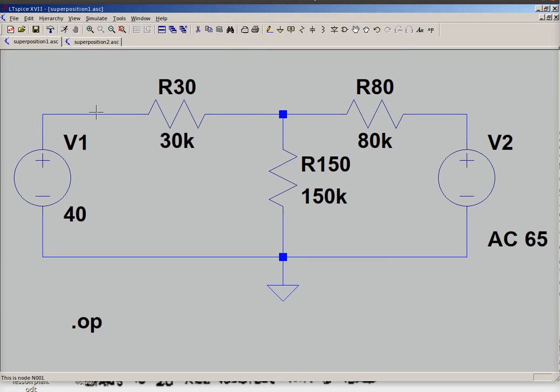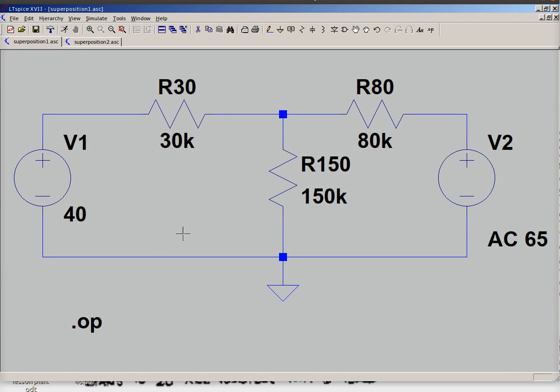Alrighty, superposition. In part of my DC class, I've started into AC concepts. One of the first problems I give is a superposition problem. What I've got here is a 40 volt DC source, a 30K resistor, a 150K resistor, an 80K resistor, and a secondary power supply that is AC 65 volts.